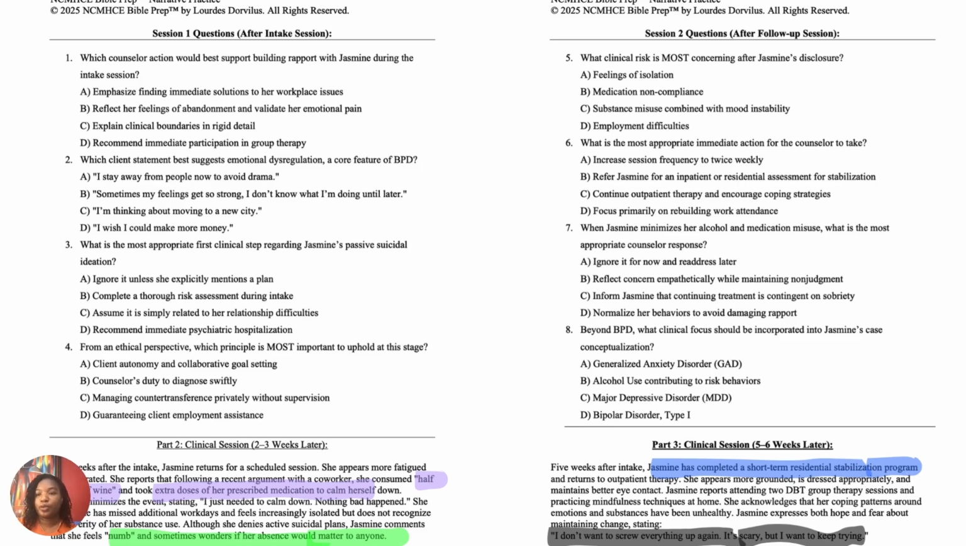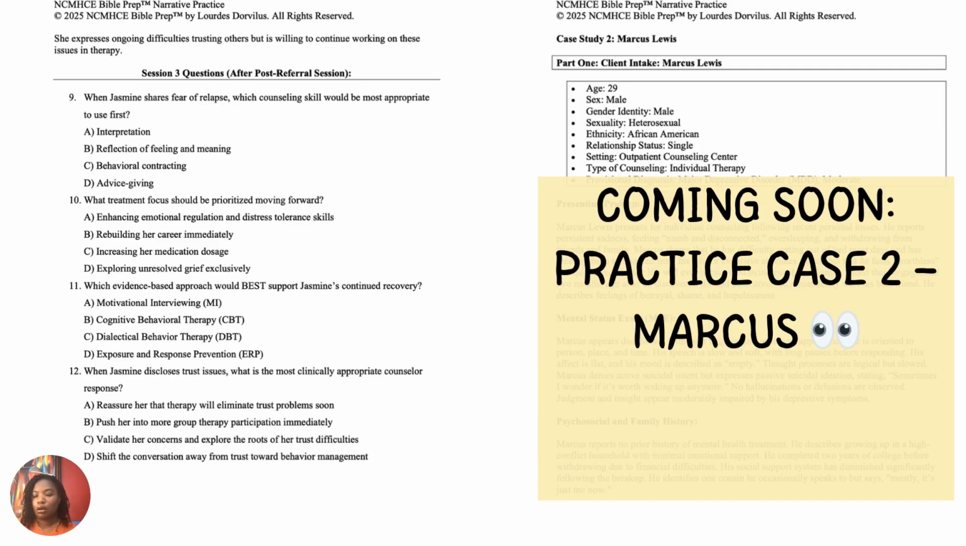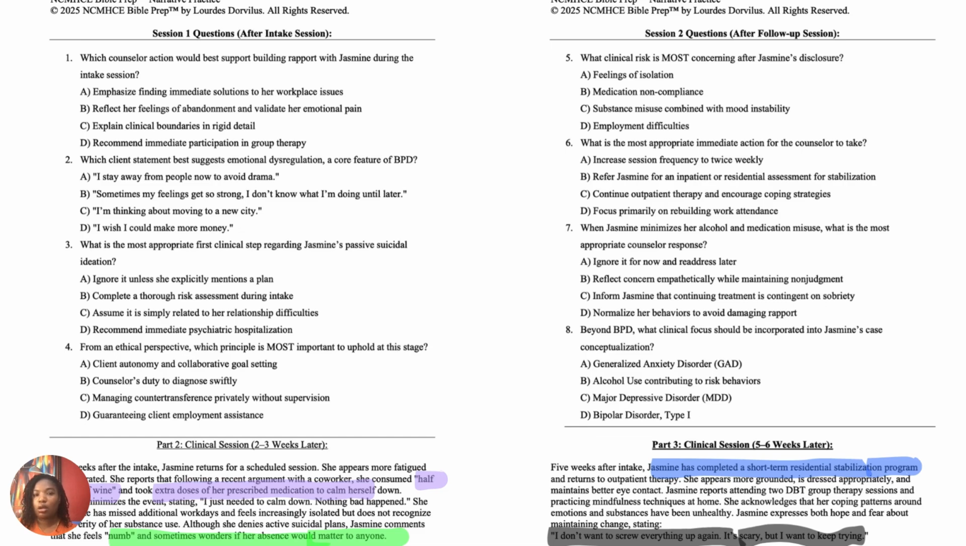Let's move on to number two. Number two, which client statement best supports emotional dysregulation as a core feature of BPD? A, I stay away from people now to avoid drama. B, sometimes my feelings get so strong I don't know what I'm doing until later. C, I'm thinking about moving to a new city. D, I wish I could make more money.